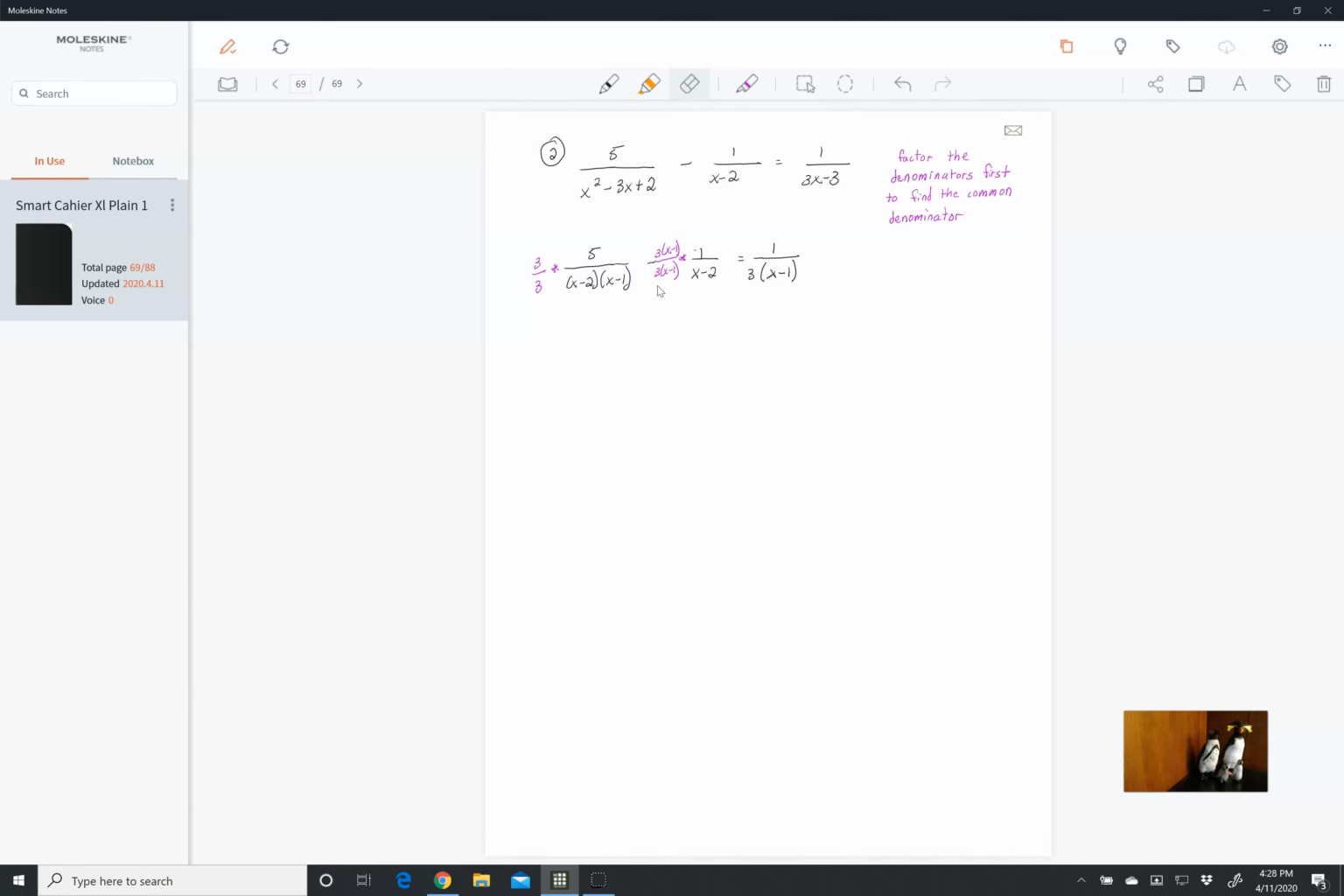Okay. And then for the last one, this one has an x minus 2. It's not there. So we have to multiply by x minus 2 over x minus 2. And we have an x minus 1. It's there. Okay. So this one times x minus 2 over x minus 2.